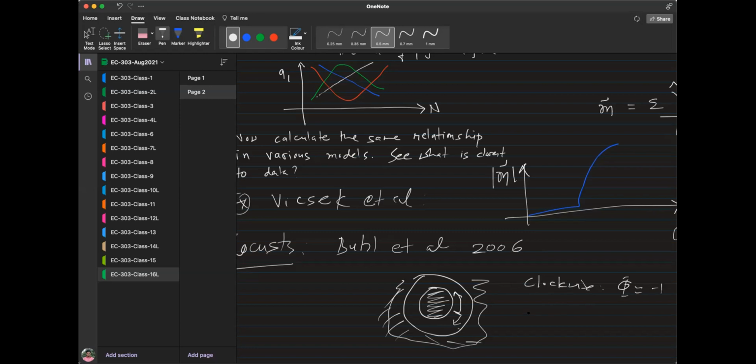If everybody moves counterclockwise, phi will be +1. And if individuals are moving randomly, half of them will go clockwise and half will go counterclockwise. In such a case, what happens? Phi will be close to 0. Is that fine?